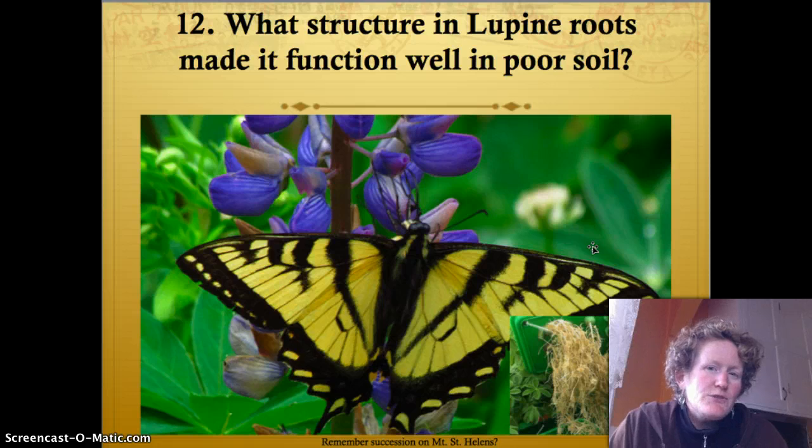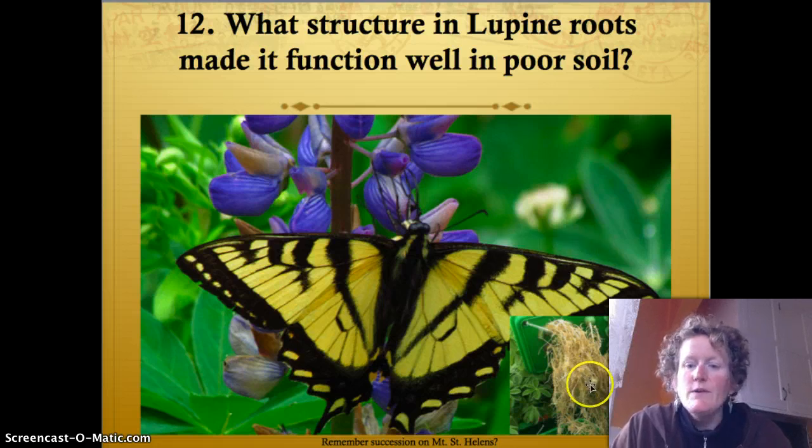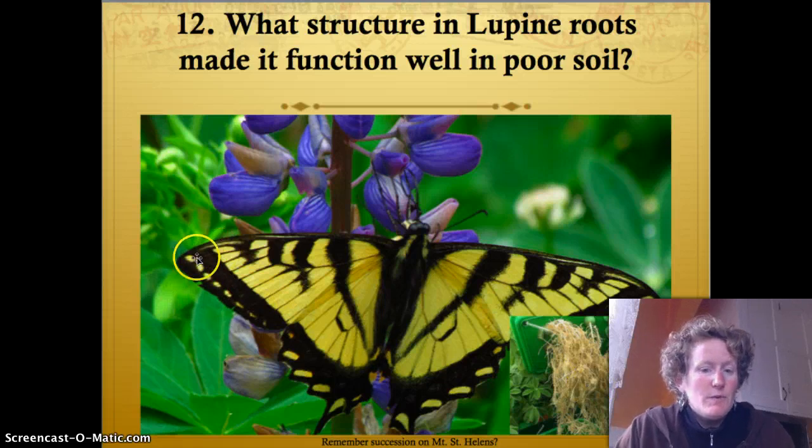Number 12, what structure in the lupine roots makes it function well in poor soil? Root nodules. You should know that from Lab 4.11.